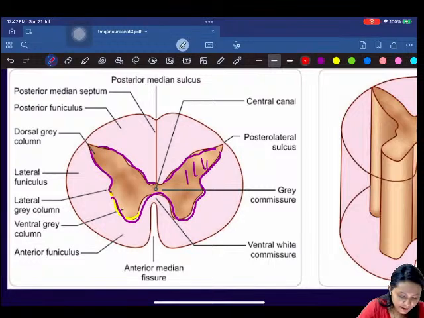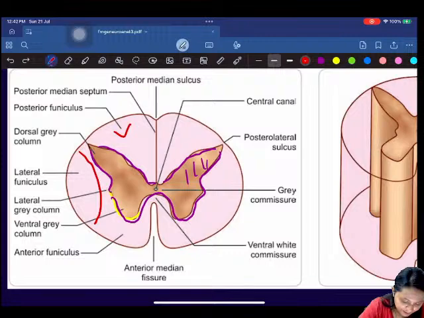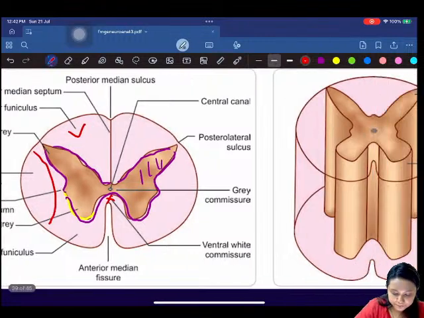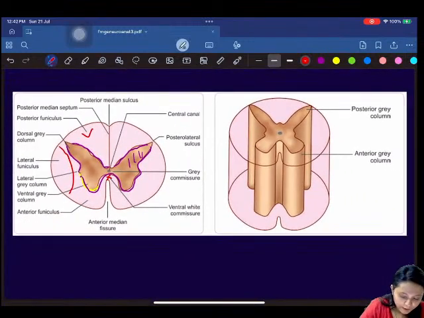This area is known as the posterior funiculus, this area is the lateral funiculus, and this area is the anterior funiculus. The anterior white commissure is the area where there is crossing over of the fibers. So that is about the funiculus, or the column.